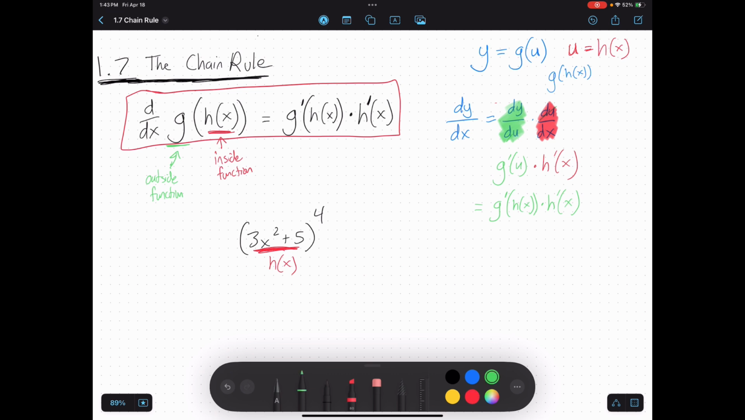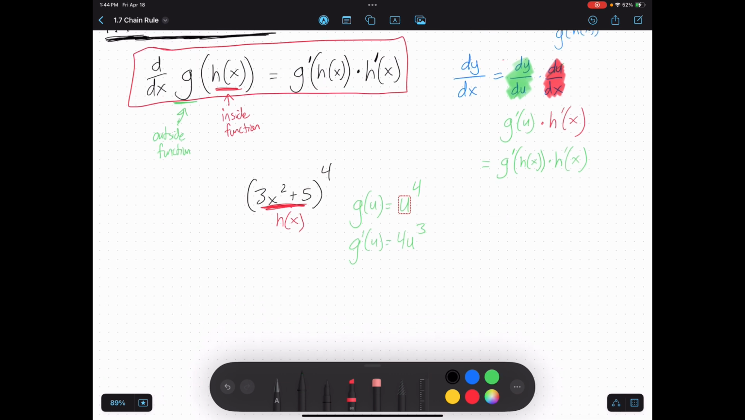And then my outside function, what would g be? G of u is just raising that function to the fourth power. I'm raising my inside function to the fourth power, and so that gives me a very simple derivative for my outside function. I just get 4u cubed. If I wanted to put this all together, my derivative would be 4 with my inside function plugged in, 3x squared plus 5, raised to the third power, multiplied by the derivative of that inside function, which is just 6x. And so there's my derivative.